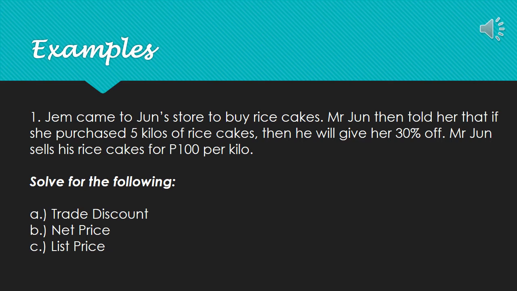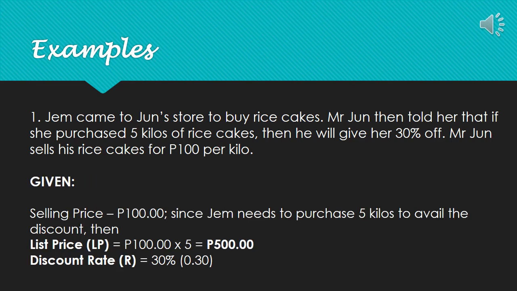June sells his rice cakes for 100 pesos per kilo. So we have to solve for the following: A. Trade discount, B. Net price, C. List price. So for the given, we have the selling price, 100 pesos, since Mr. June is selling his rice cakes for 100 pesos per kilo.